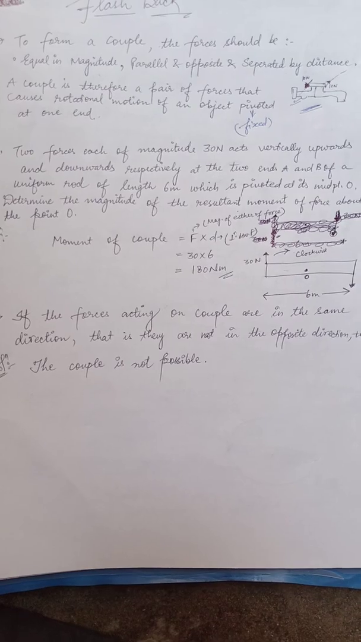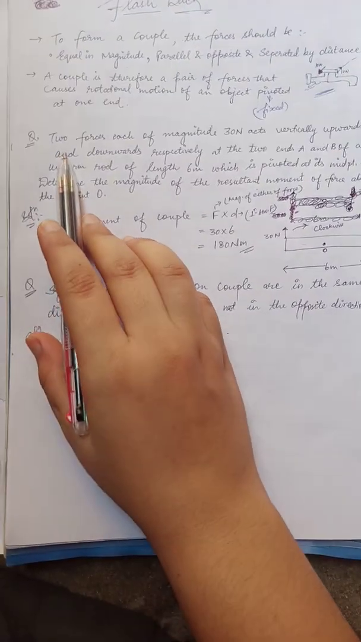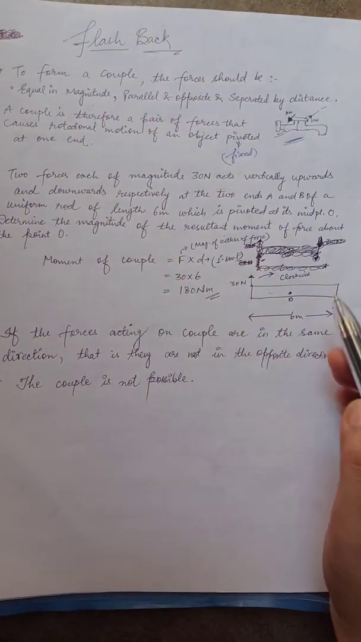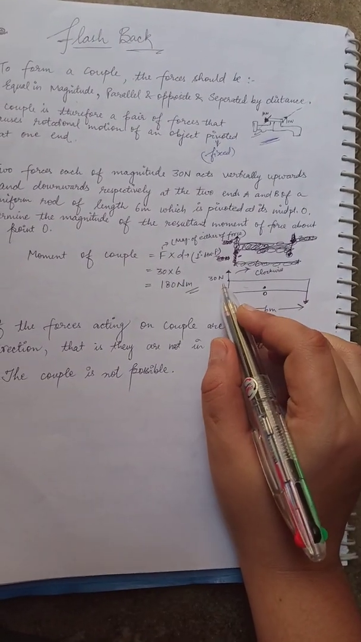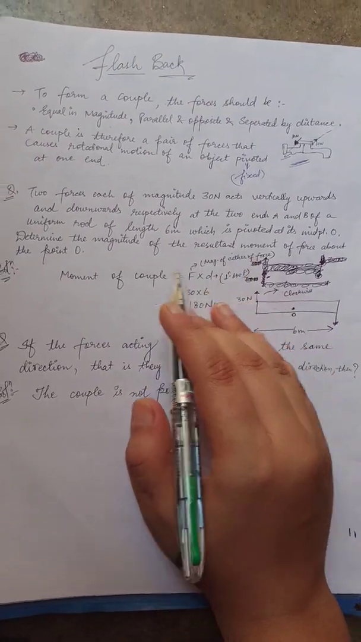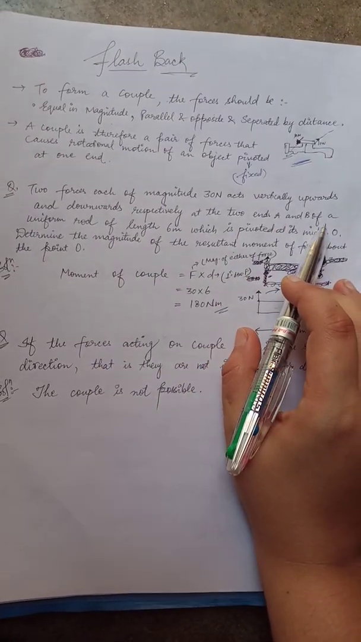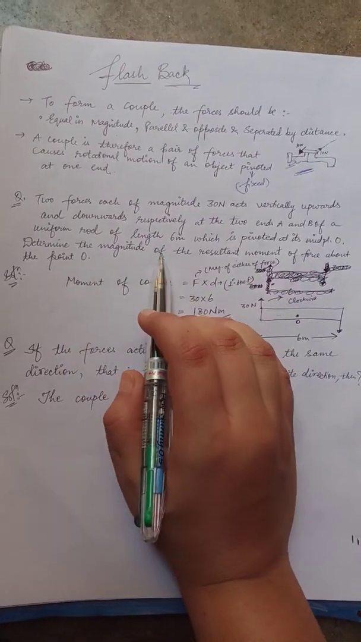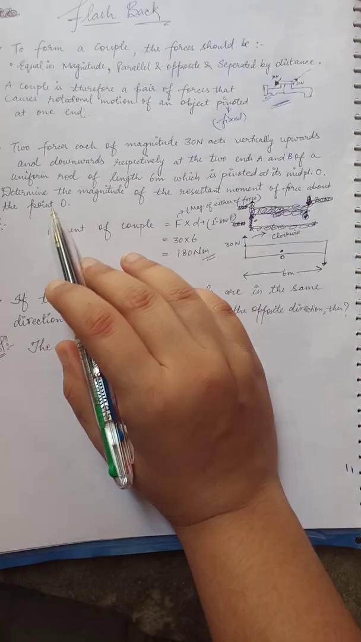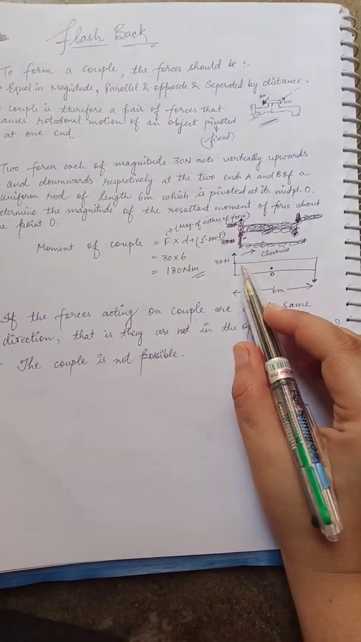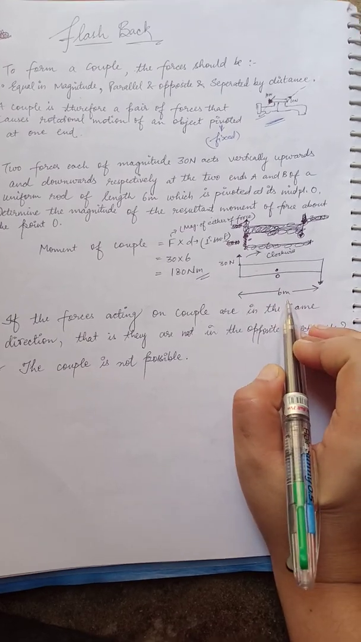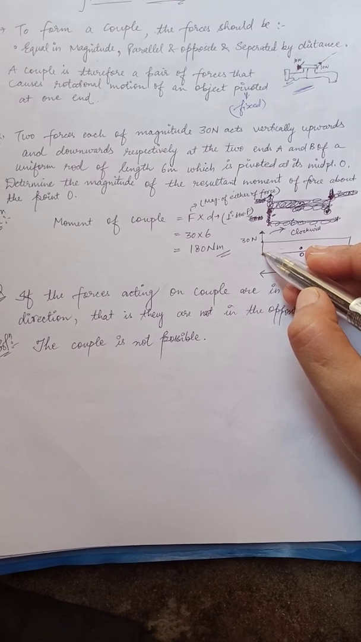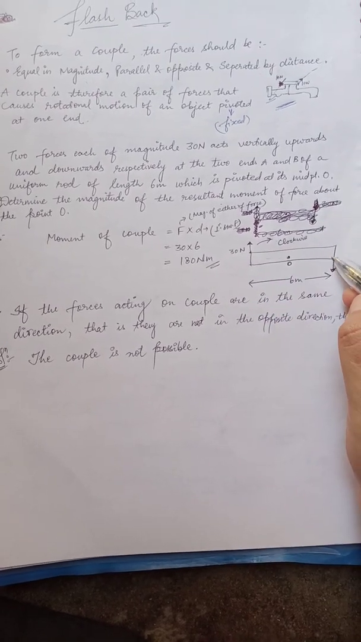Now, let's recall this question again. Two forces each of magnitude 30 Newton act vertically upwards and downwards at the two ends A and B of a uniform rod of length 6 meters, which is pivoted at its midpoint O. Determine the magnitude of the resultant moment of force about the midpoint O. Here we have a uniform rod of length 6 meters, and two forces of 30 newtons in magnitude are acting on it, one vertically upwards and the other vertically downwards.